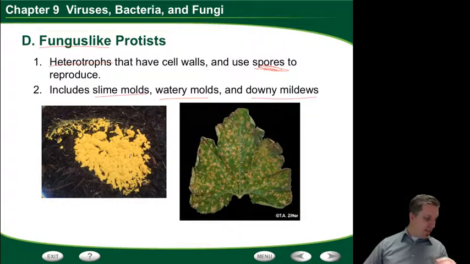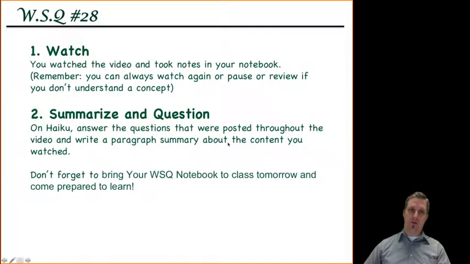And basically the fungus-like protists, because they are heterotrophic and because they use spores to reproduce, tend to be pretty hardy. They can be very dangerous to organisms, and you'll find plants and different animals that can actually be harmed by them. So that is protists in a nutshell.